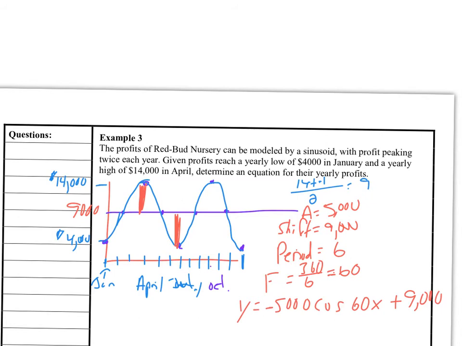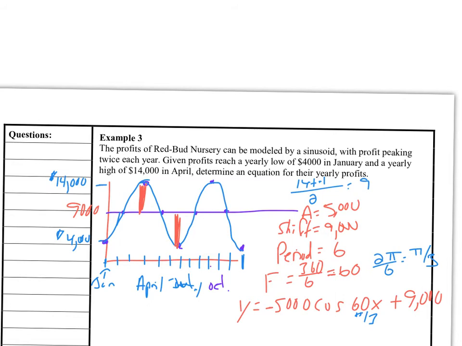Again, if they wanted it in radians, if it specifically said radians, it would be the only time I would ever do that. I would take and change the 360 to 2 pi over 6, which would become pi over 3. And then I would put that in place here, pi over 3.